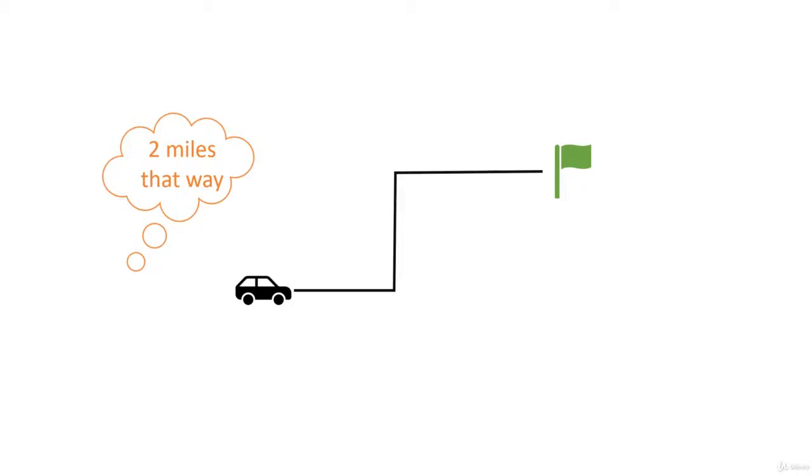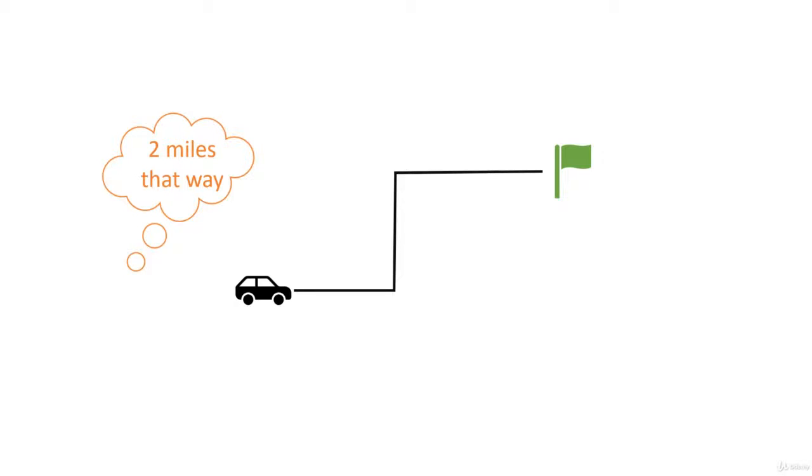If you get lost and ask for a route, you will receive a set of instructions, like go 1 mile, turn left, then take the second right, and you can't miss it. But if someone tells you, yeah, it's 2 miles that way, you will get lost.